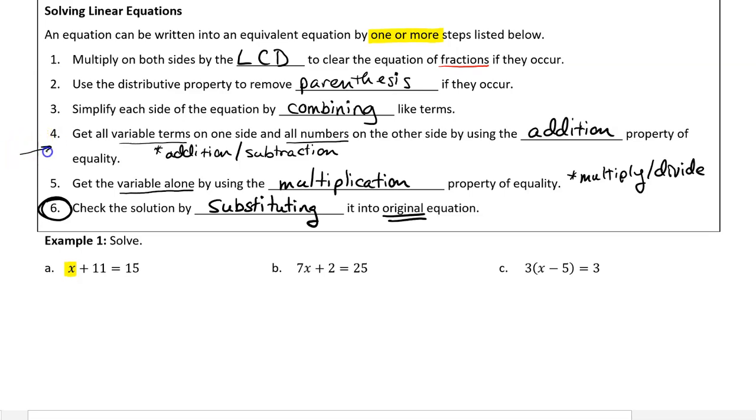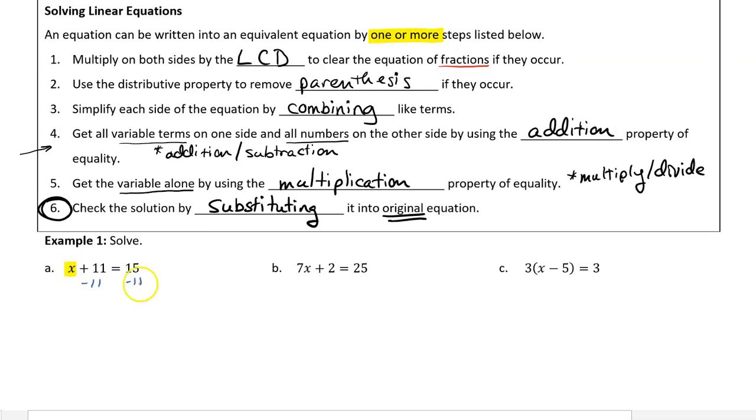But then we get to step 4. Now we want to start moving things around. Remember, we want the variable terms, anything with a variable on it, on one side of the equation, and all the numbers, the constants, on the other side. And we're going to do this with addition and subtraction to start here. So I do have a plus 11. In order to move that to the other side, I'm going to do the opposite sign. So instead of plus 11, I'll do minus 11.